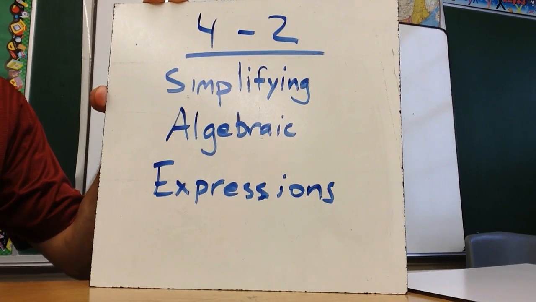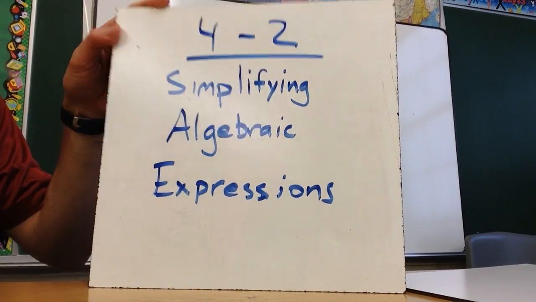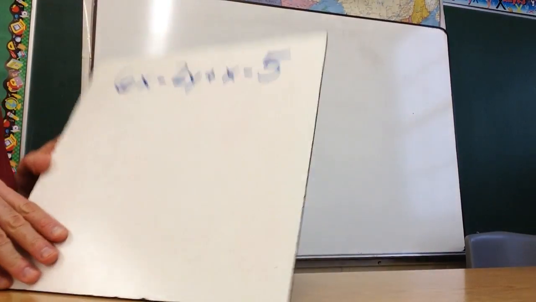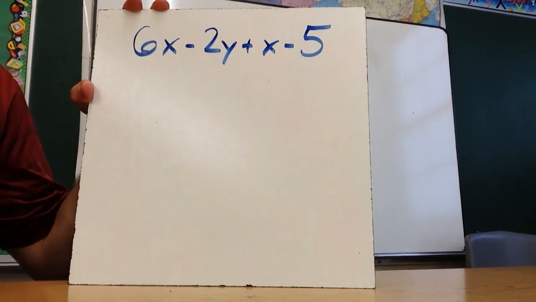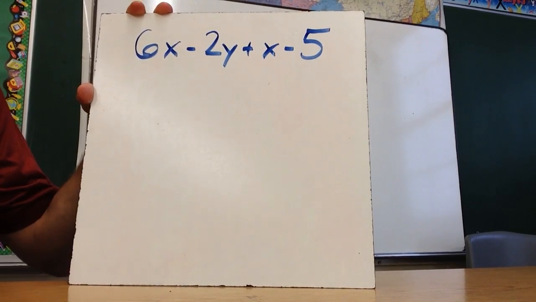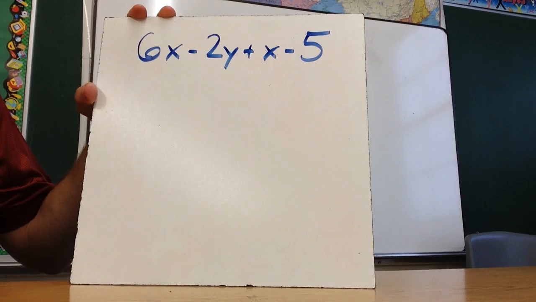Today's video is going to describe Chapter 4.2, Simplifying Algebraic Expressions. Hopefully you had a chance to look at the 4 vocabulary words on the page before we got here, but I want to talk about what some of that vocab means. I want to start with the idea of term.